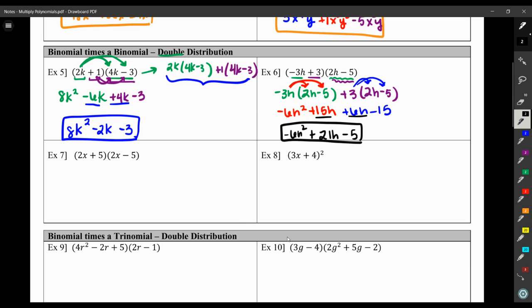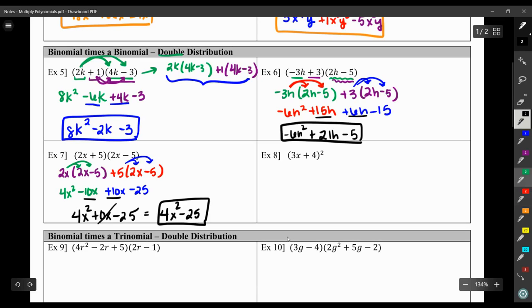I want you to pause the video and try example 7 on your own. And here's your solution for example 7. Now let's look at example 8.